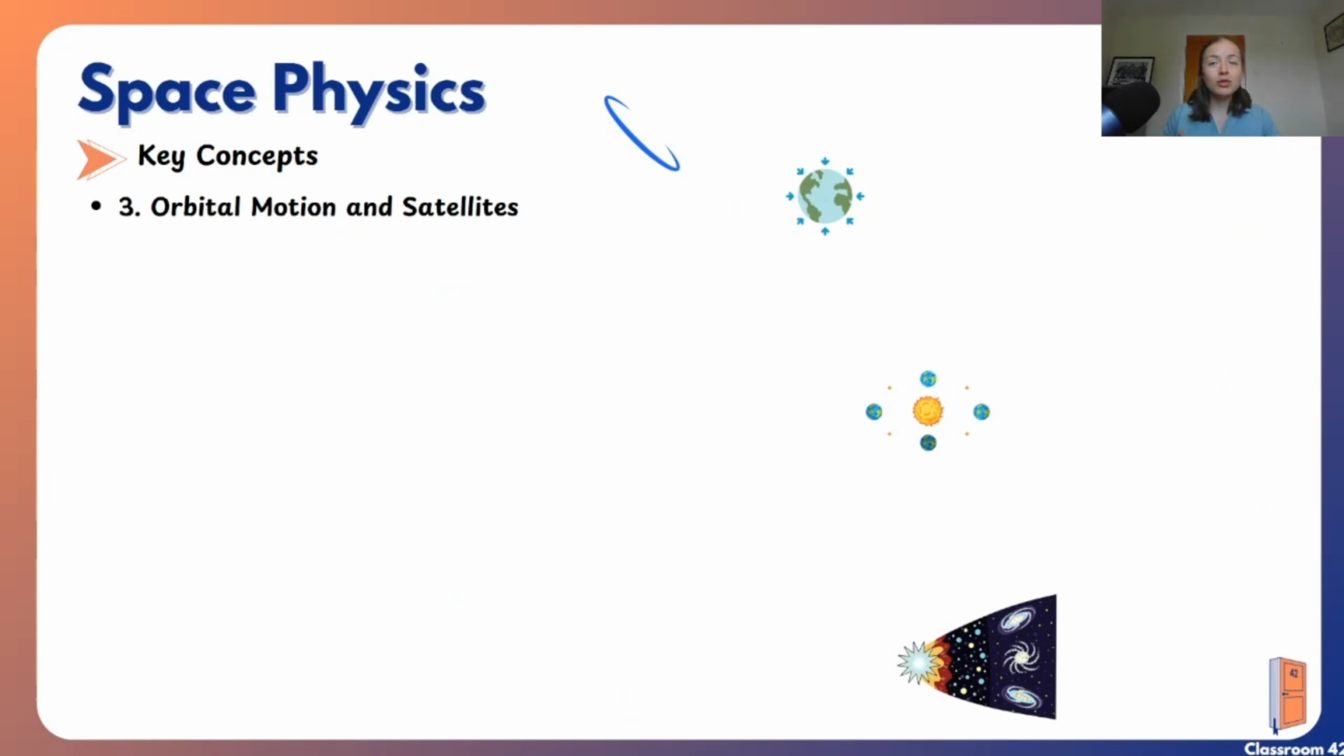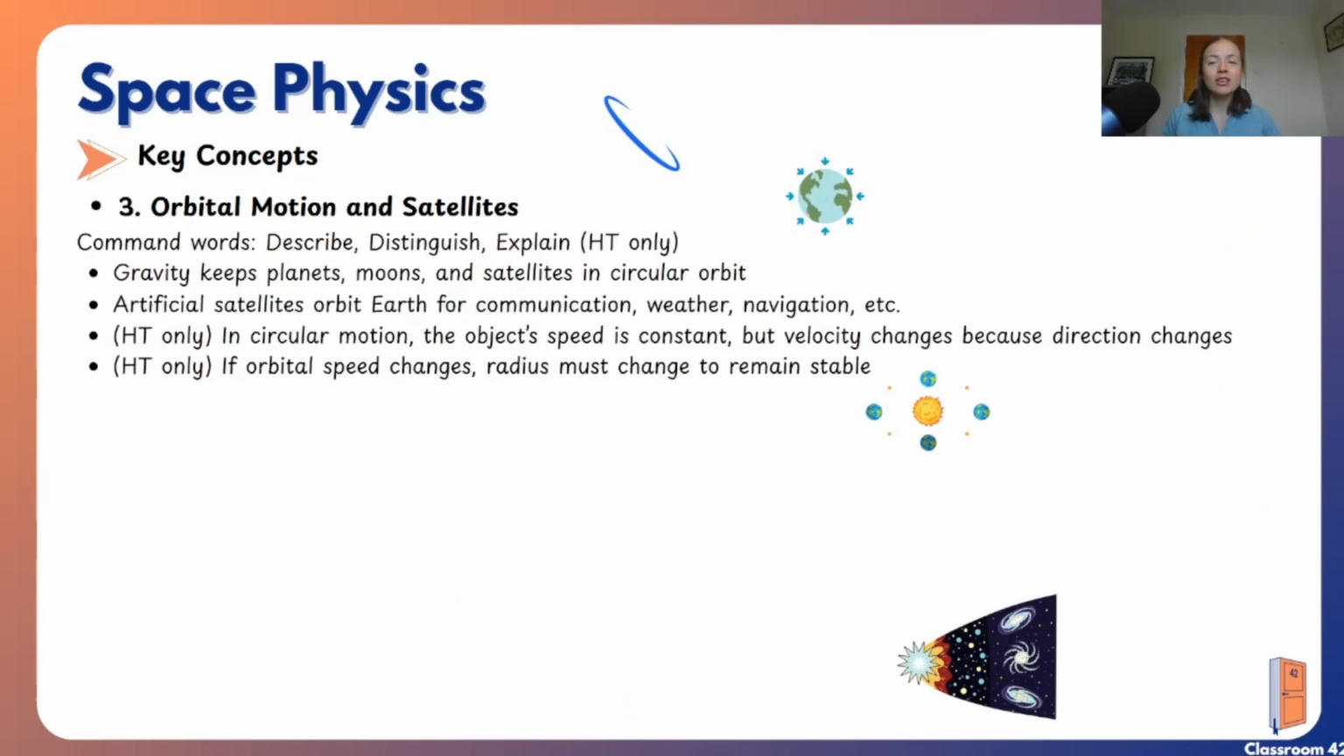So you also need to be able to talk about orbital motion and satellites. So the idea that gravity keeps planets, moons and satellites in a circular orbit, and that artificial satellites orbit Earth for communication, weather and navigation, which are the ones that we basically put up there.